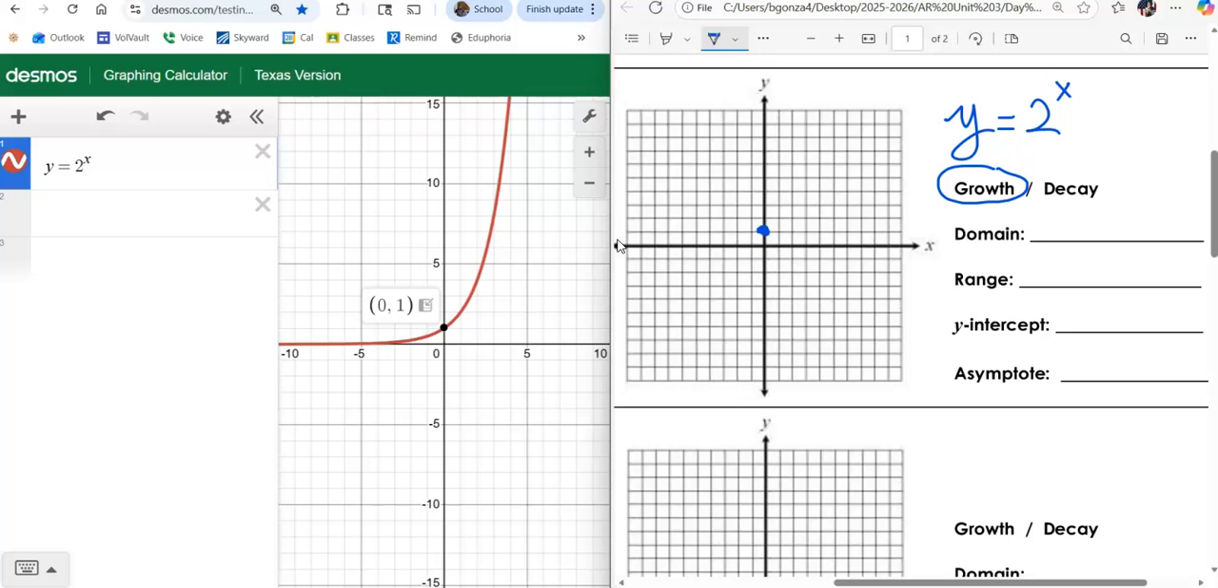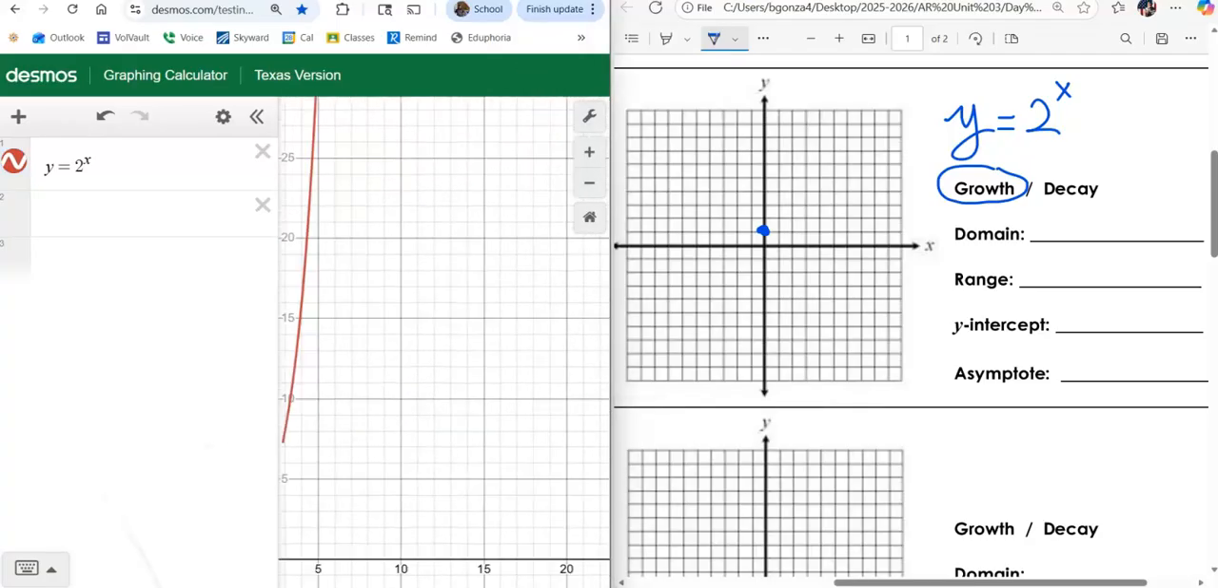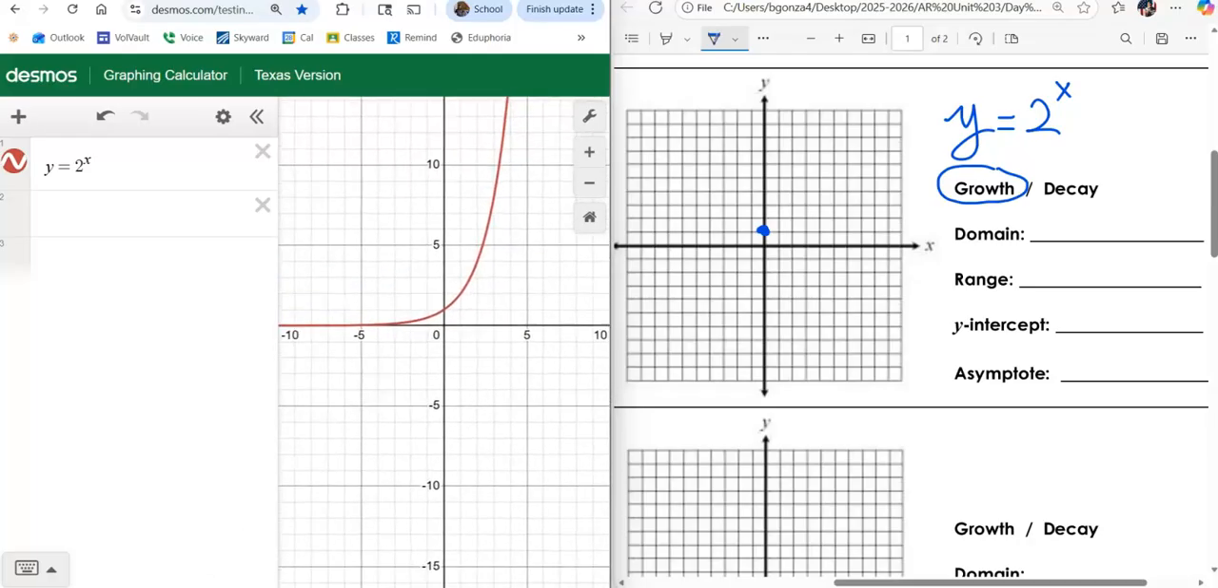I think this one's easier. It's the same questions for a different function, so I'm going to show you the answers. Ready? Domain. Do you see how it goes to the left forever? If you keep going to the left, it's never going to end. It's never going to end if you go to the right. So what do you call it when it's all of those numbers? All real numbers. Yes. So domain, all real numbers.